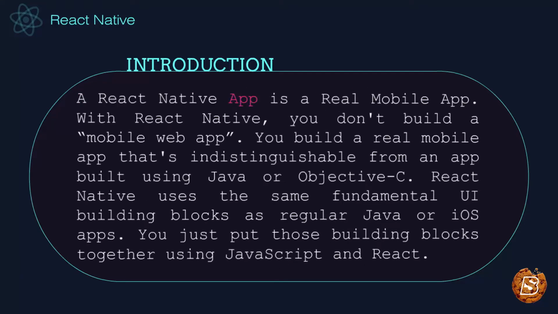A React Native application is a real mobile application. With React Native, we don't have to build a hybrid application. We build a real mobile application that's indistinguishable from an application built using Java or Objective-C. React Native makes use of the same fundamental user interface building blocks as regular Java or iOS applications. We just put those building blocks together using JavaScript and React.